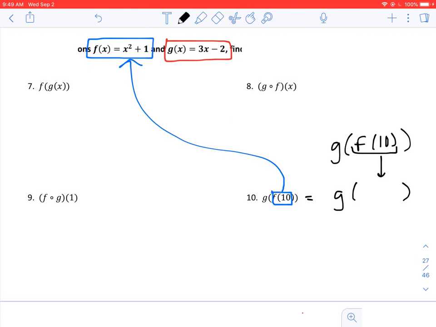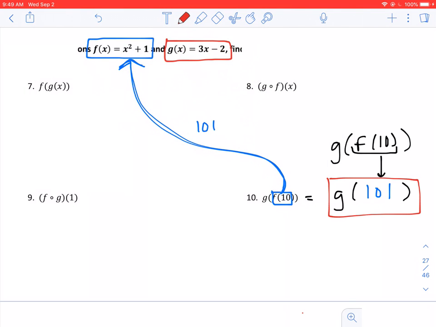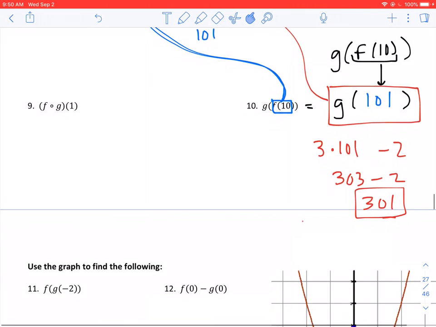So what's f of 10? Well, f of 10 is 10 squared plus 1. 10 squared plus 1, that's 101. So f of 10 is 101. So we found the inside answer first, we got 101, and now we're going to shift our focus and see if we can find g of that answer. What's g of 101? Well, that's going to be 3 times 101 minus 2, which is going to be 303 minus 2, or 301. As a final answer, 301. Awesome.